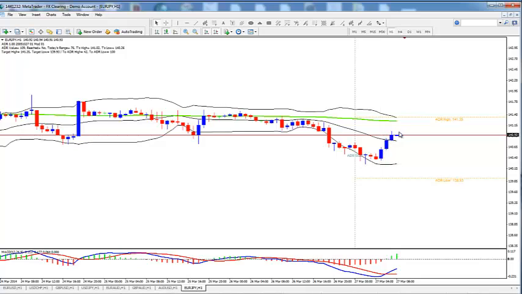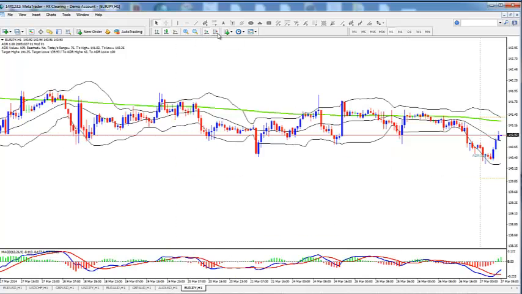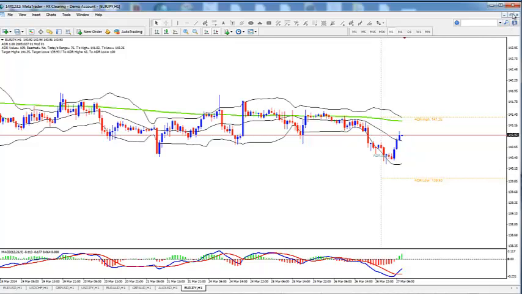So the euro yen is a no for me as far as trading this pair today. It doesn't meet the criteria. And if it doesn't meet the criteria, we will not trade it. We've got to stick to the rules.